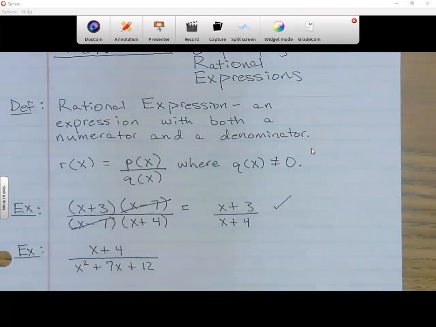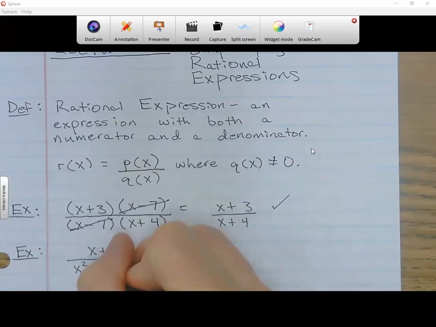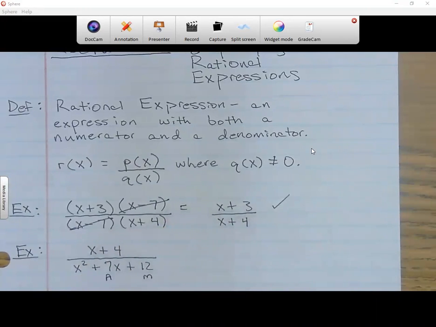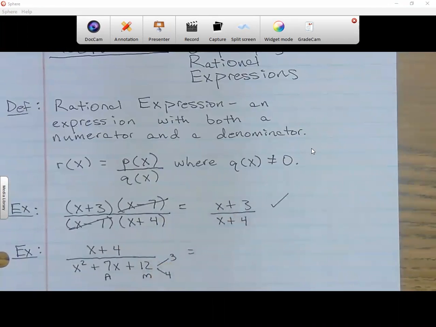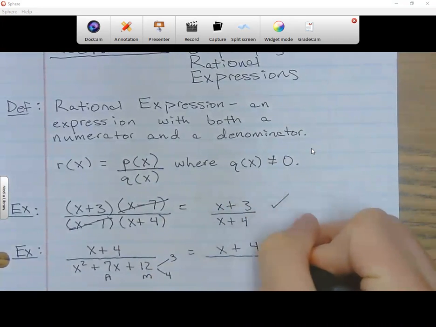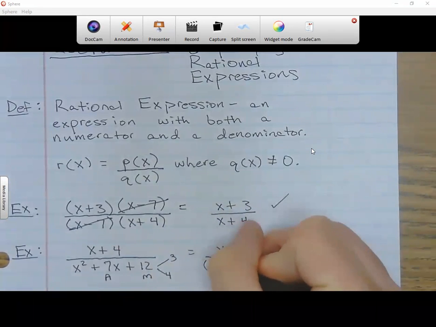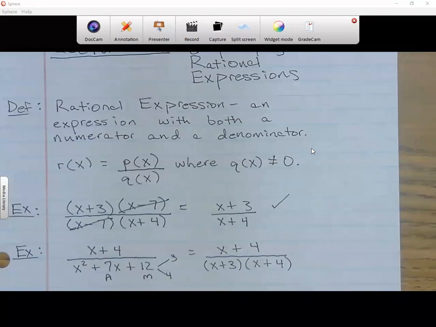But on the bottom, can we factor this? I think about the two numbers that'll multiply to 12, but at the same time, we always have to add up to that middle number. I'm trying to add up to 7. The two numbers that'll do that are 3 and 4. So now I know how to factor the bottom part. It's going to be x plus 3, x plus 4. So the top hasn't changed, but on the bottom, I'm going to write it as x plus 3 and x plus 4.